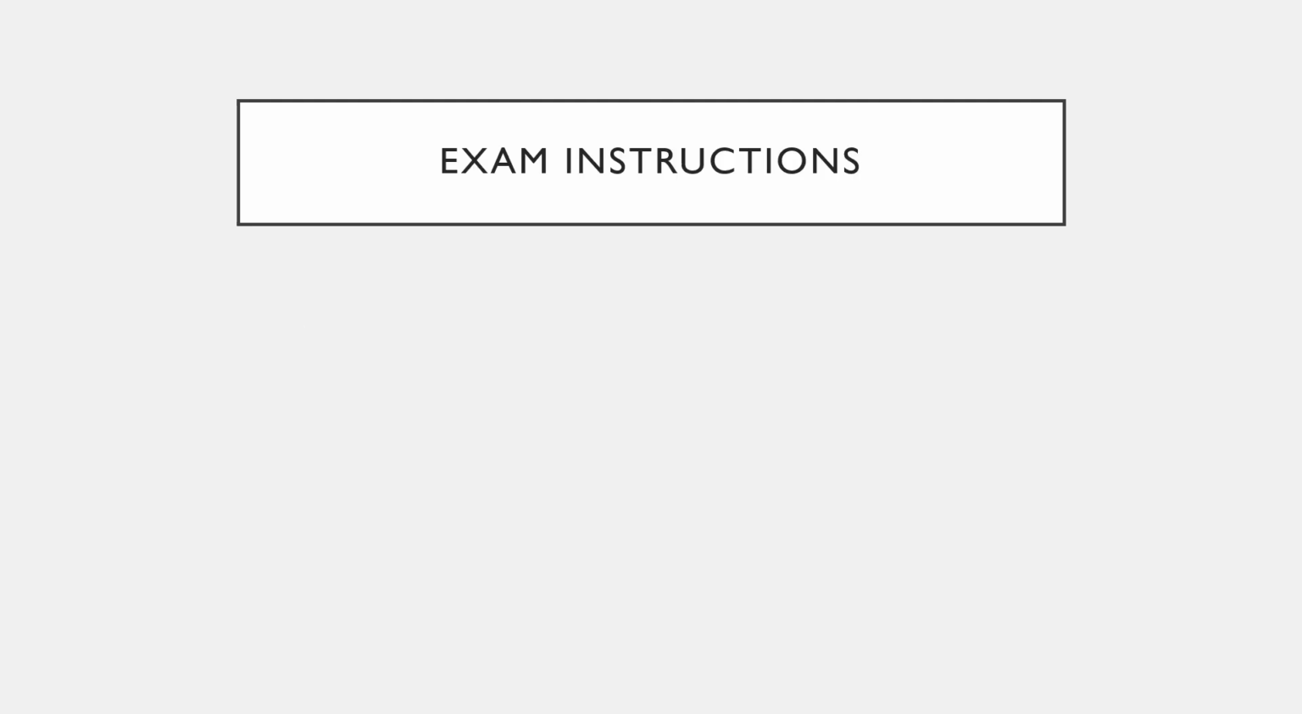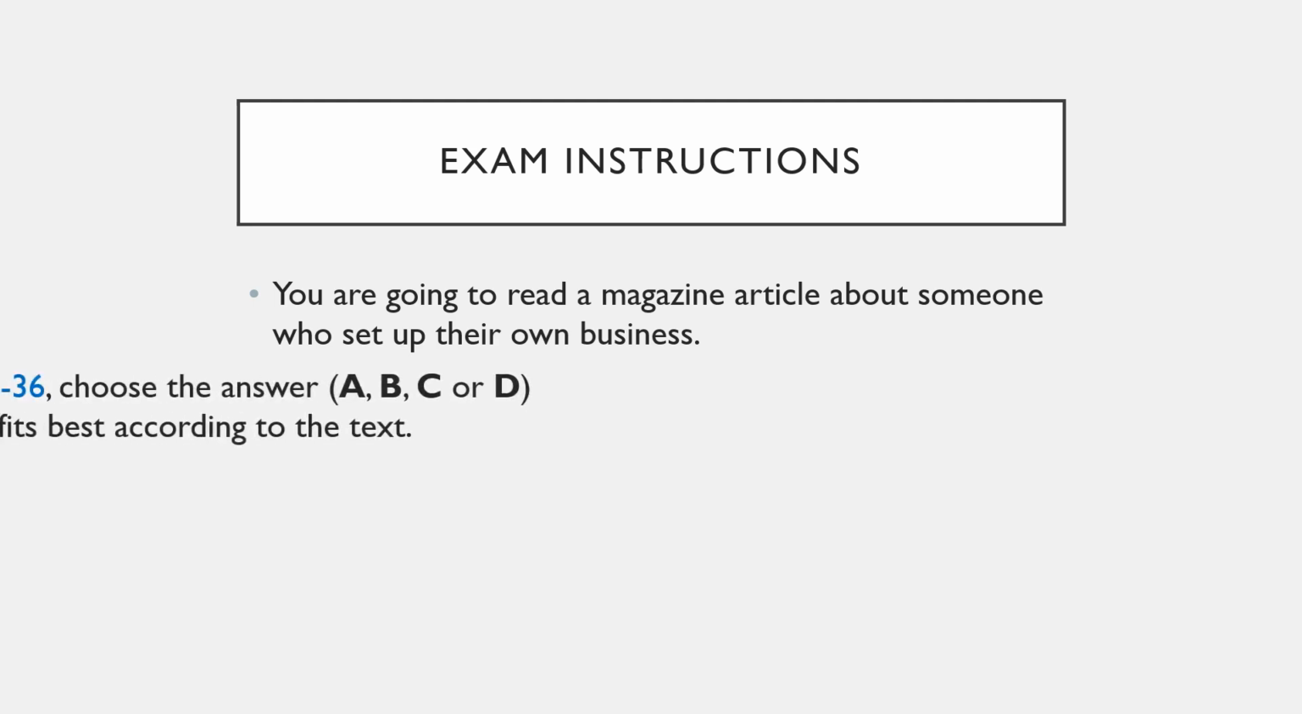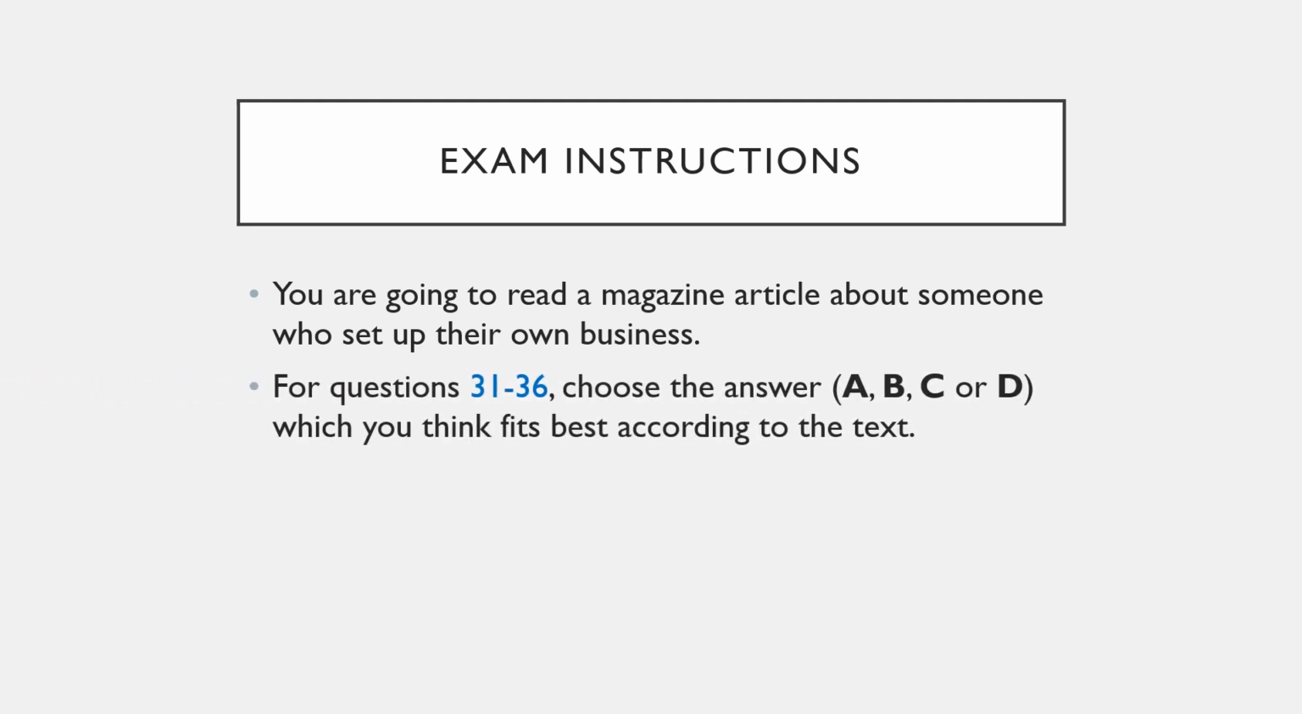Okay, so now let's take a closer look at the instructions you're given on the exam paper regarding Part 5. Let's look at a typical Part 5 task. You're going to do the task yourself in a moment. The instructions say, you're going to read a magazine article about someone who set up their own business. For questions 31 to 36, choose the answer A, B, C or D, which you think fits best according to the text.